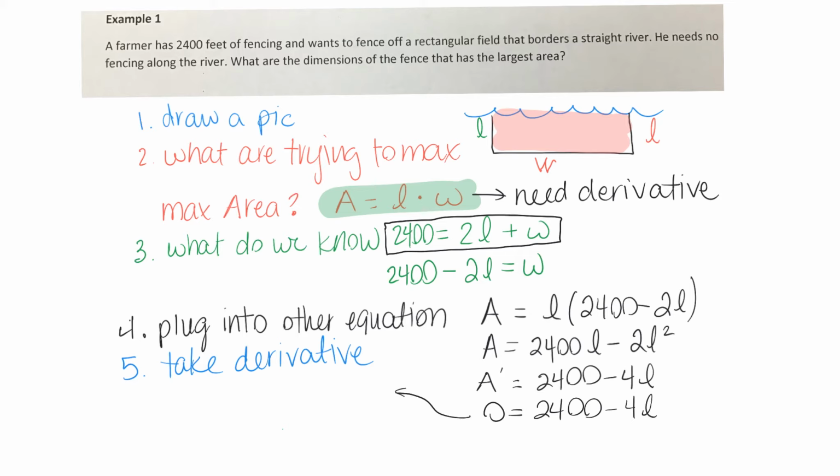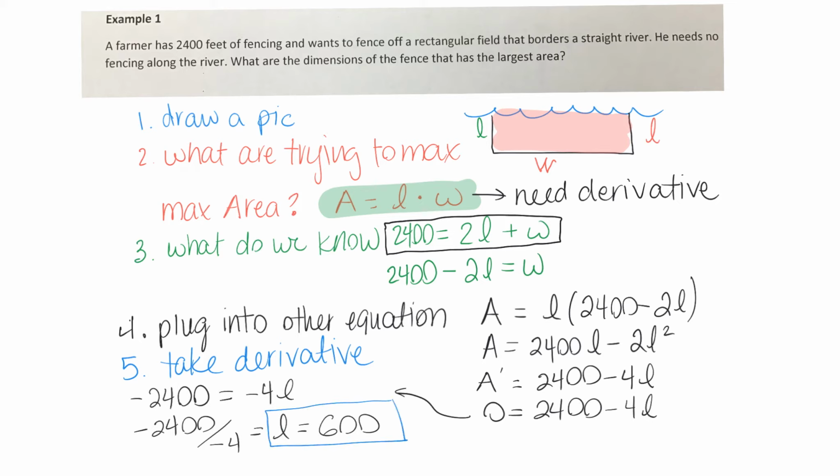So I'm going to keep going over here. So negative 2400 equals negative 4L. So then negative 2400 divided by negative 4 equals L. So L equals what? 600. Okay, boom, look at that.